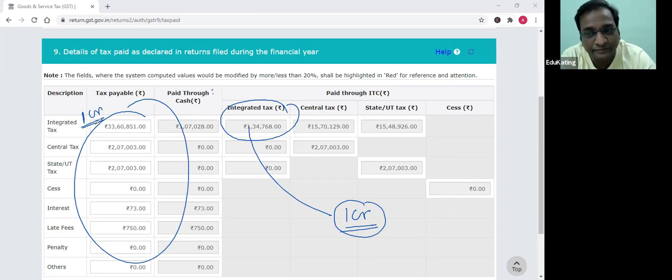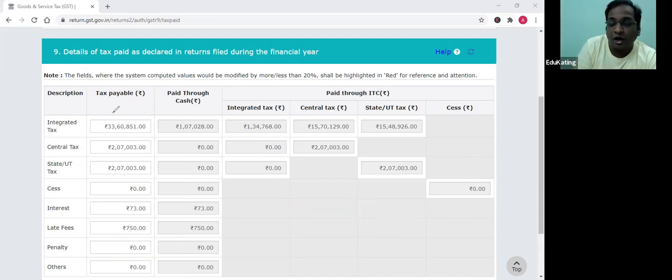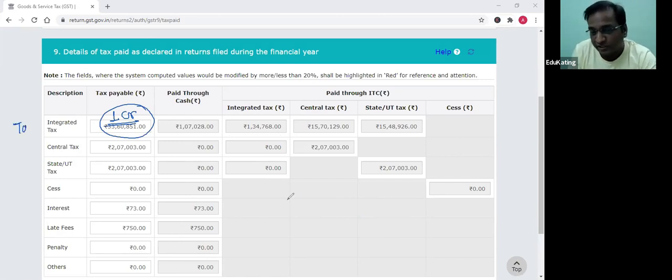Do you agree with me, or do you need any clarity on this point? Is it clear to everybody? Clear. Fine. So my question: how will you handle this transaction if 1 crore is appearing in the tax payable amount? First question: will this 1 crore tax liability be disclosed in table 4?